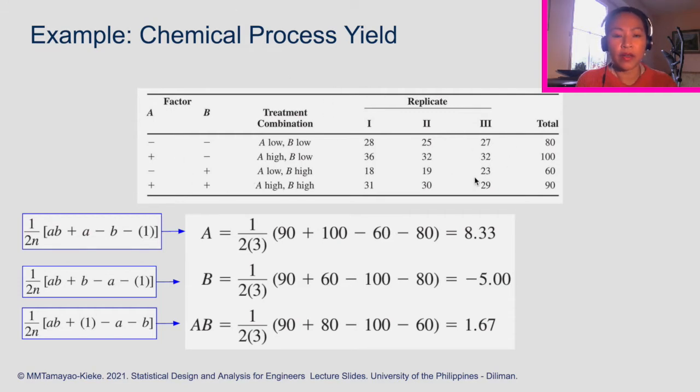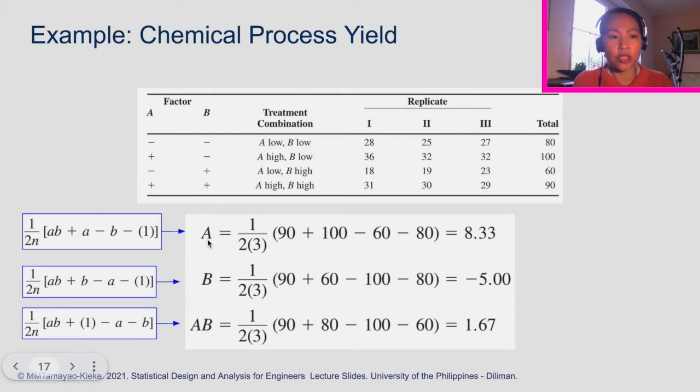All right, so now let's look at the example that we discussed earlier, okay, the chemical process yield. So remember, these are the observed data for the different treatment combinations. You have 3 replicates and you have the total of the observations here, right? So using the expressions that we derived earlier, okay, also illustrated in Montgomery. Okay, so these are the expressions that we derived. Now, using these expressions, we can then get the average main effects and the interaction effect.